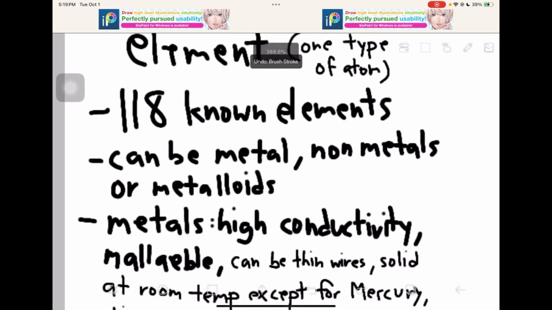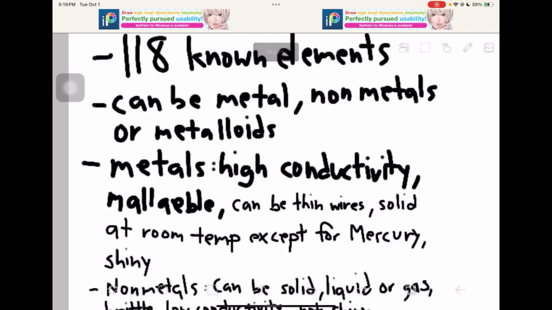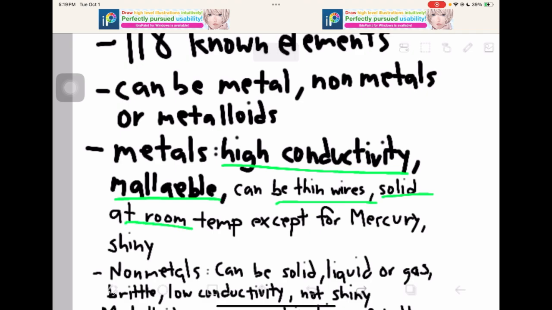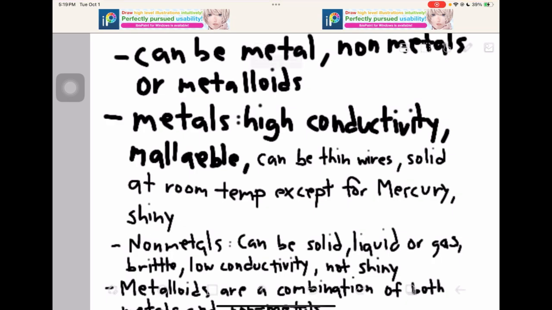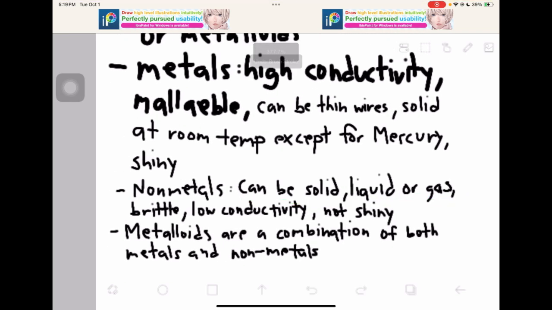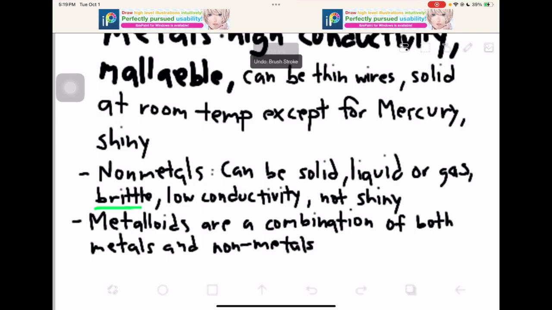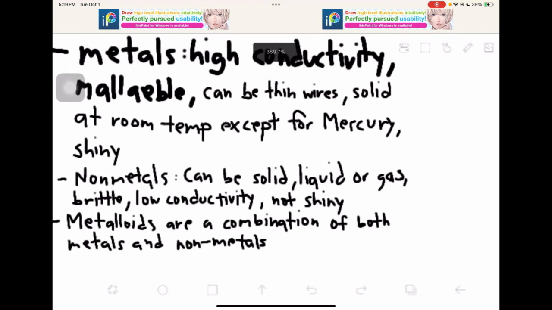These are classified as metals, nonmetals, or metalloids. Metals can have high conductivity, are malleable, can be made into thin wires, are solid at room temperature except for mercury, which is Hg on the periodic table, and these are shiny. How about nonmetals? Nonmetals can be solid, liquid, or gas, and are not restricted to being solid, unlike metals, but these are brittle, low conductivity, and not shiny. Or they lack luster, basically.